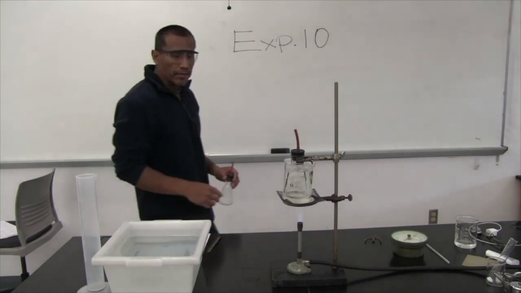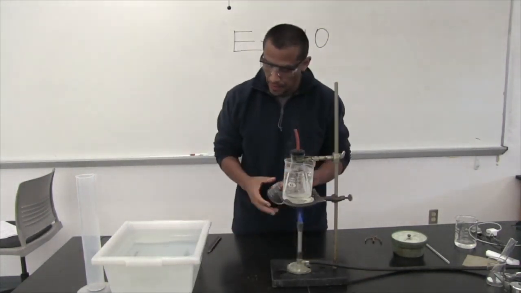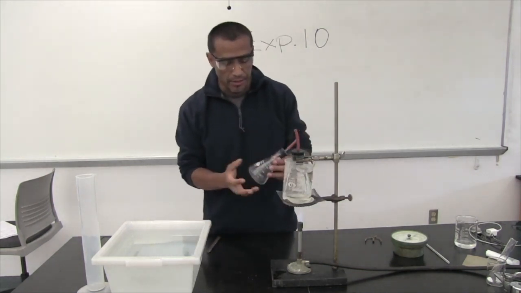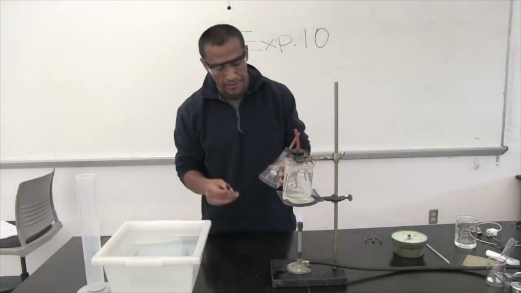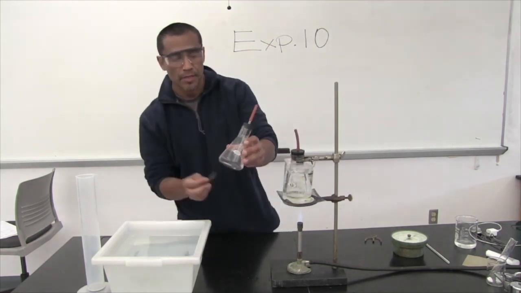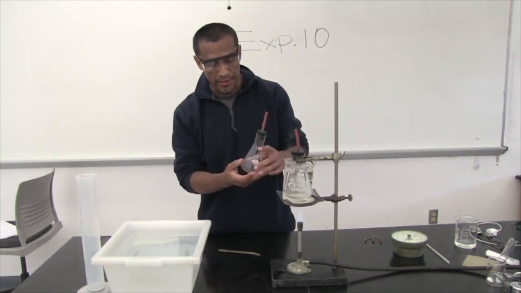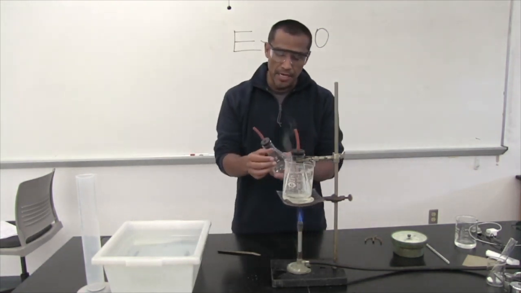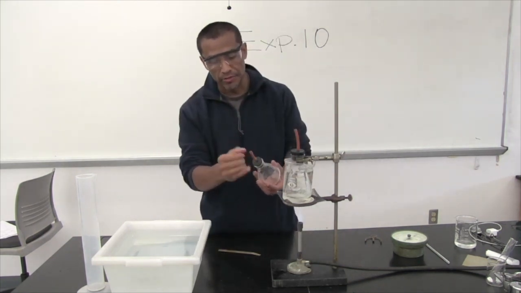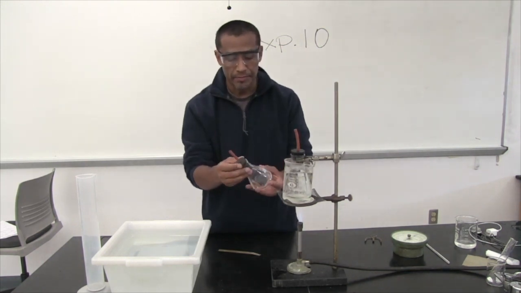Okay folks, so this is experiment number 10. It's the combined gas law. And here our sample today is going to be air. The air inside this Erlenmeyer flask is going to be our sample. Okay, this flask is dry, and the air inside again is going to be our sample. Okay, this is an open system because there's a tube here that's connected to a hose, and the hose is open to the air, so it's considered to be an open system.